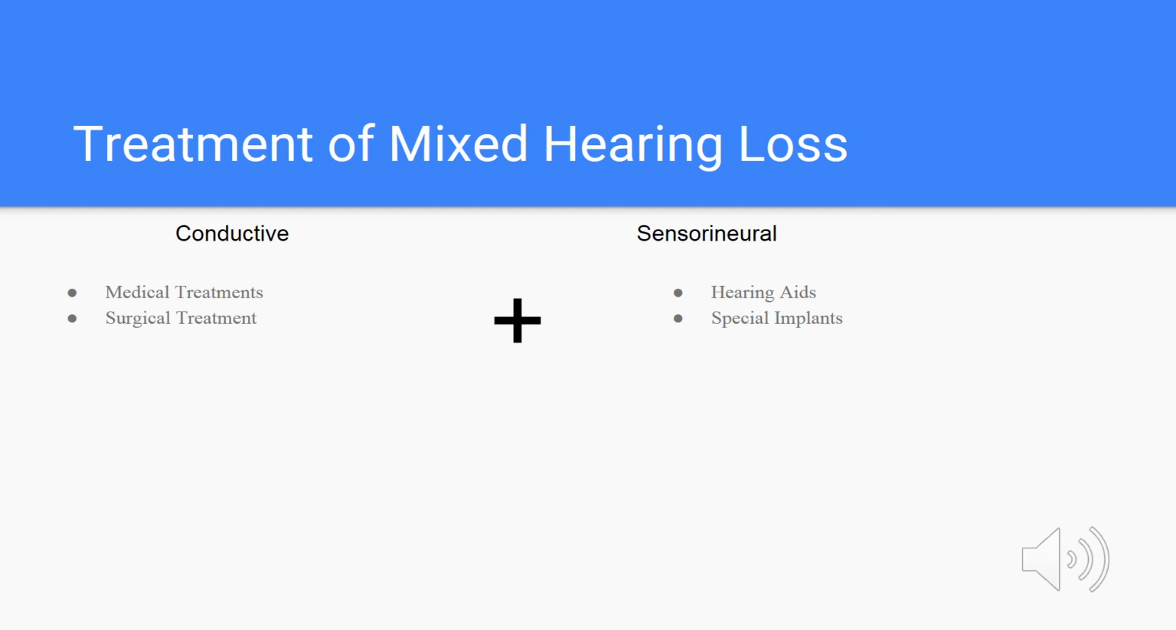Conductive hearing loss is treated medically or surgically. On the other hand, sensorineural hearing loss is typically treated with hearing aids. Since mixed hearing loss is a combination of both, as a result, its treatment will also be a combination of both medical or surgical treatments and the use of hearing aids. There are some cases where implants or special types of hearing aids are needed for the treatment of mixed hearing loss.